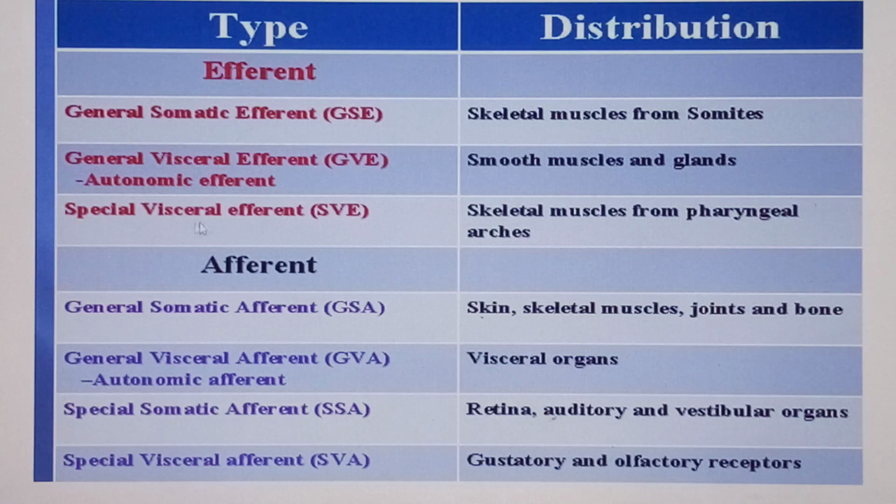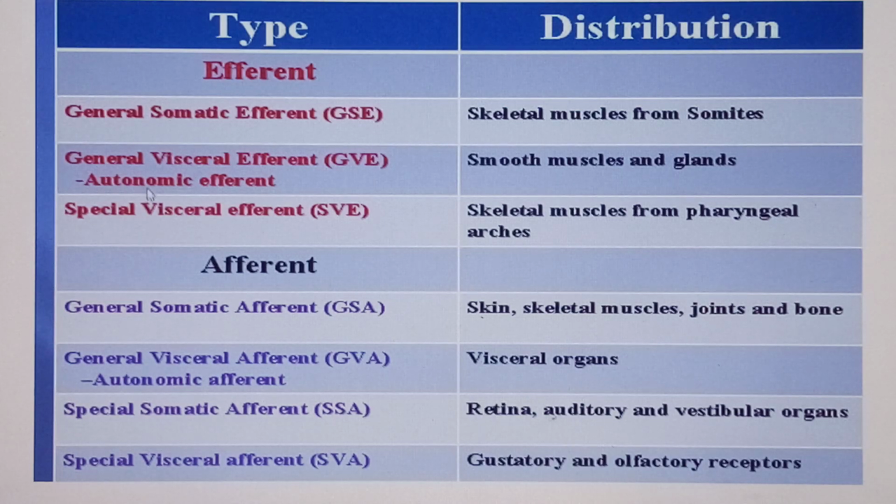Now, once I move away from that, I told you that this special visceral efferent will be supplying muscles derived from the branchial arch. And that is why it is not surprising that you will see in most books that instead of writing special visceral efferent, they will write branchial efferent. It's the same thing that we are talking about here.